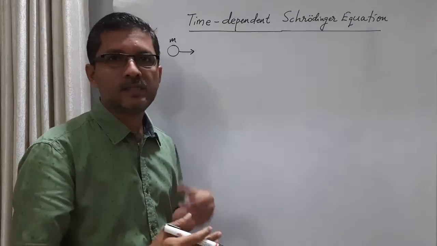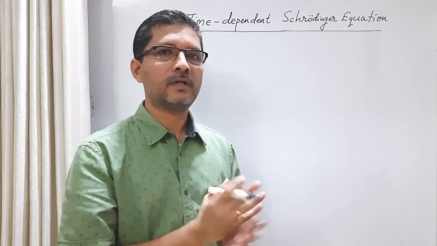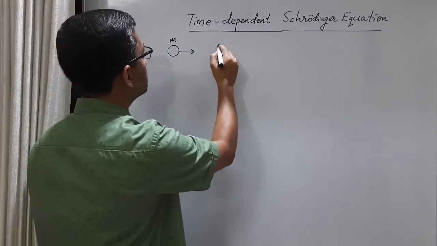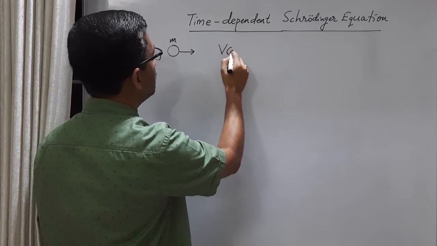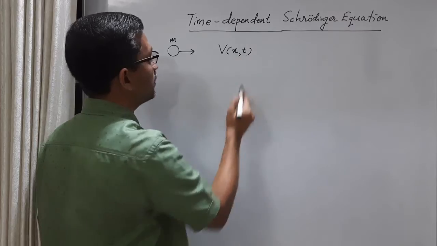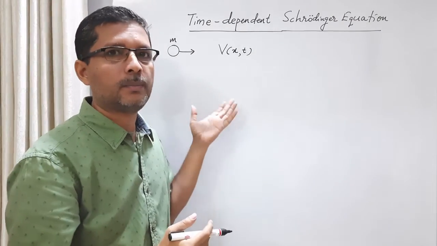and this particle experiences some force field, and this force field can be represented by an effective potential, let us say V, which in general depends on position as well as time. This is an effective potential experienced by the particle.